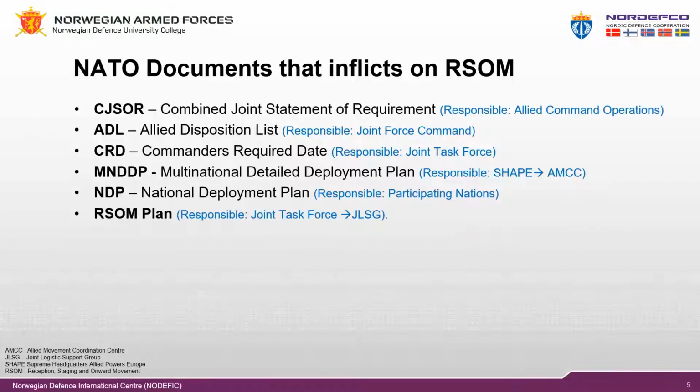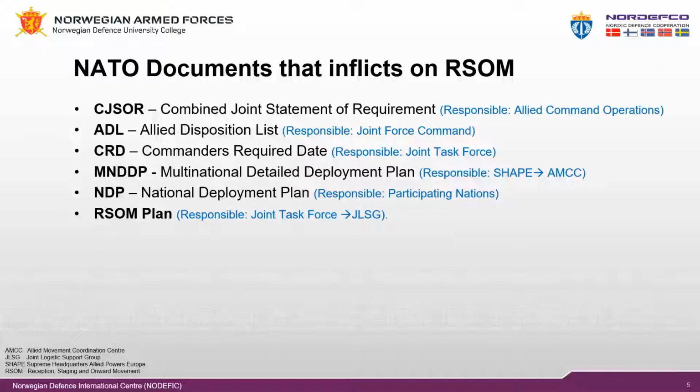A deployment is an operation. Here we will look into those important documents that control and prioritize the deployment. During Phase 2 in the operational planning process, Allied Command Operations, in coordination with its member nations, agree to the Combined Joint Statement of Requirement. This document contains the Joint Task Force capabilities and capacity. This document is the overall document for the operation.